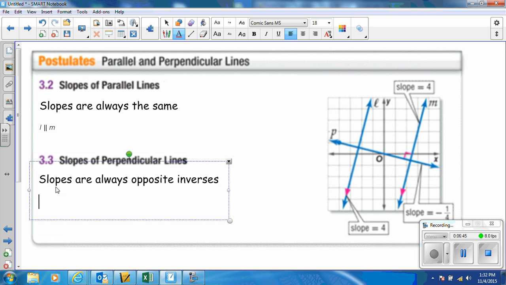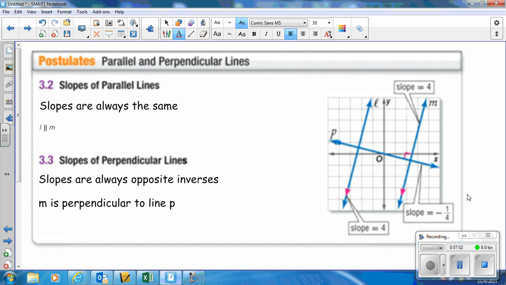In this case, line M is perpendicular to line P. We see line M and line P, they have that box to show they're perpendicular. And we see that they are opposite inverses of each other. We see that because the slope is 4 for line M, and the slope is -1/4.